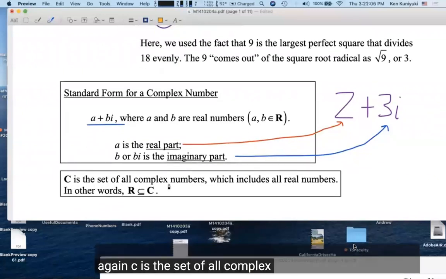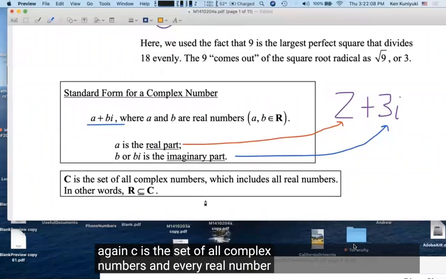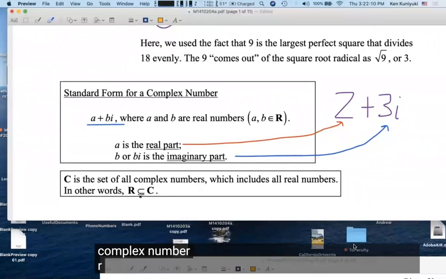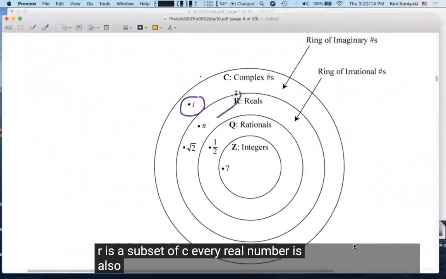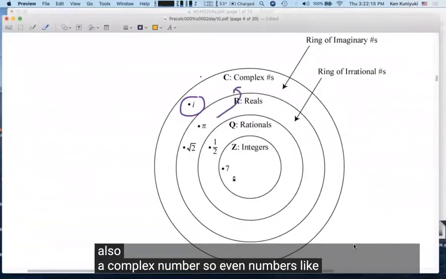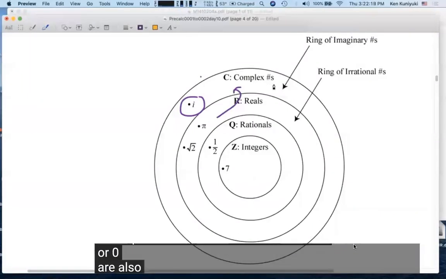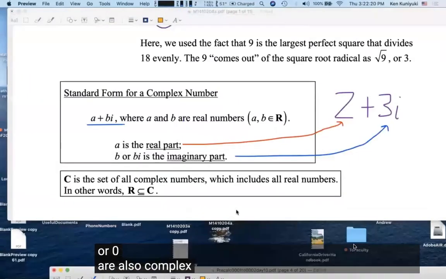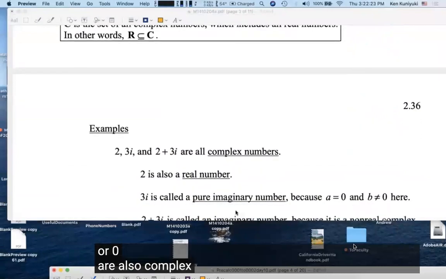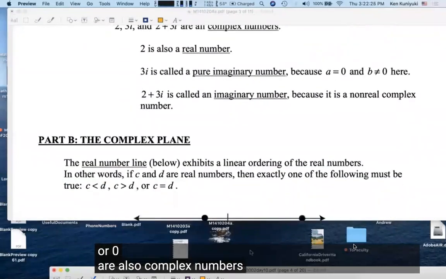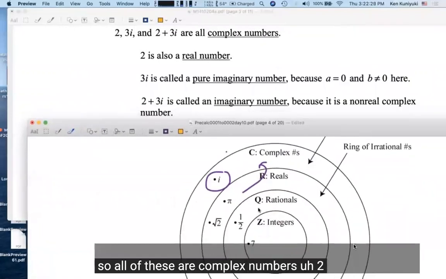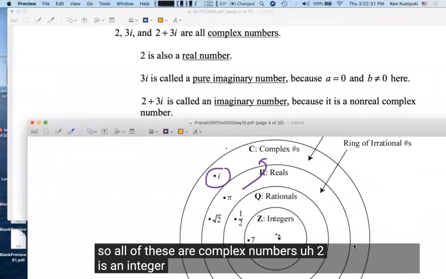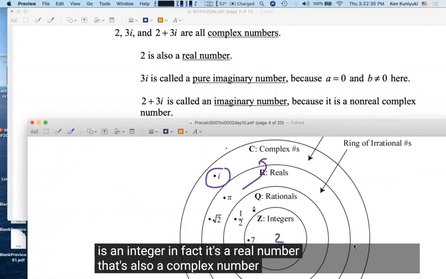Again, C is the set of all complex numbers, and every real number is a complex number. R is a subset of C. Every real number is also a complex number. So even numbers like 7 or 0 are also complex numbers. So all of these are complex numbers. 2 is an integer. In fact, it's a real number. That's also a complex number.